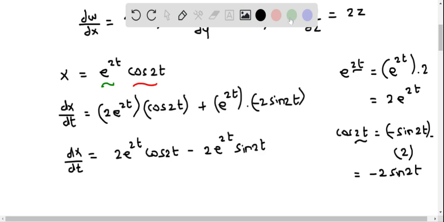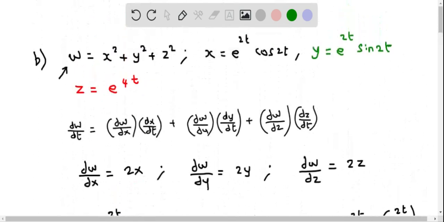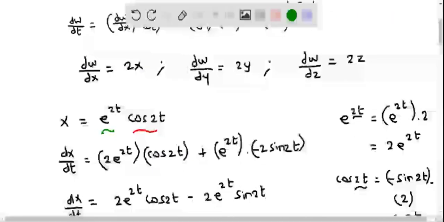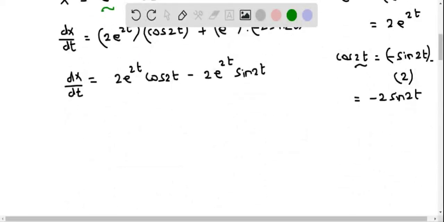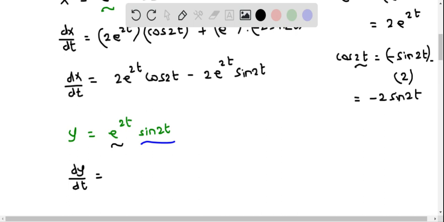We will now find dy over dt. So let me copy the y, which is y equals e power 2t sine 2t. Once again, I can consider this one as first, and the second is sine 2t. So we have to find the derivative of y with respect to t, so we have to apply the product rule.